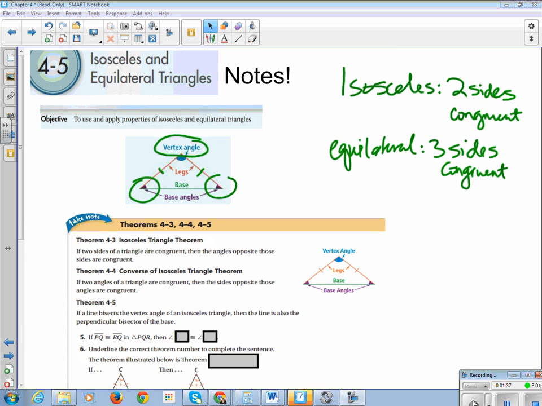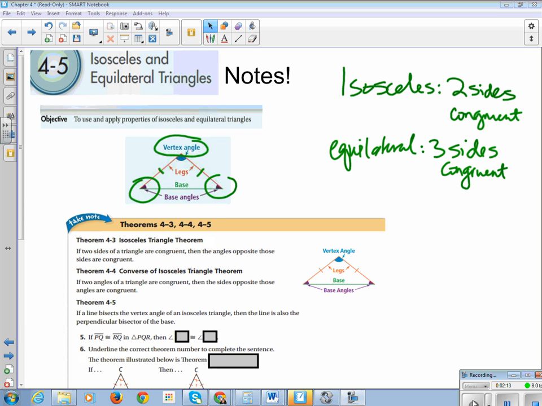All right. Theorem 4.3 says, if two sides of a triangle are congruent, then the angles opposite those sides are also congruent. So this is why I love isosceles triangles. We know we have two sides. The angles opposite those two sides are also congruent, so we can automatically call those two angles congruent. The converse of the isosceles triangle theorem says the reverse of that. If two angles are congruent, then the sides are also congruent. So it goes either way.